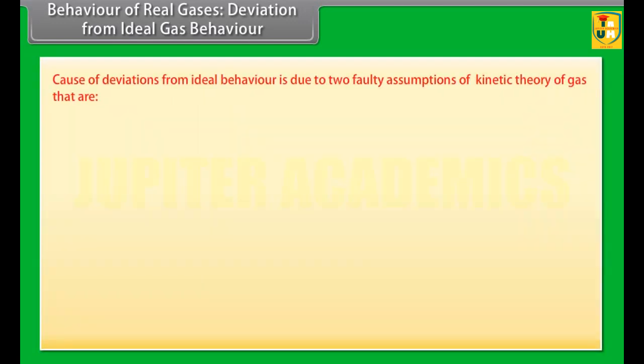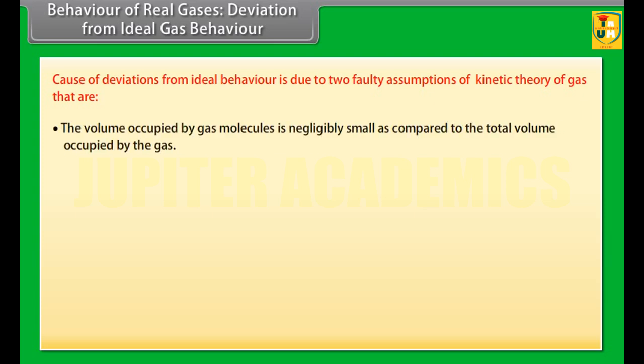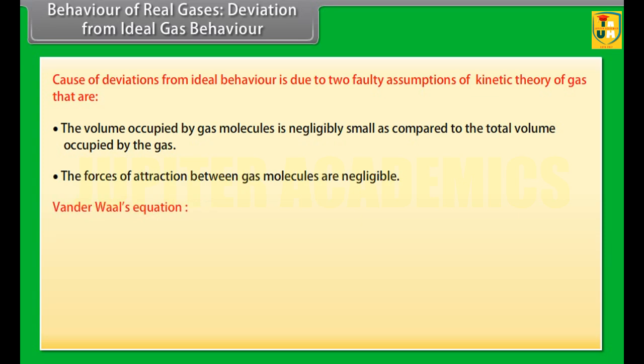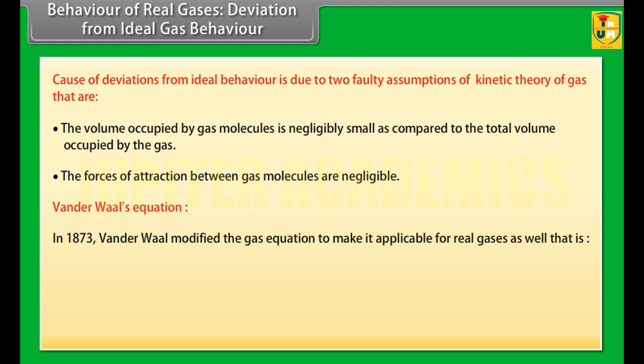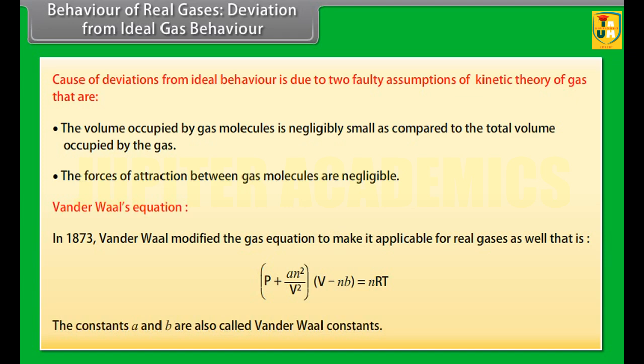The cause of deviations from ideal behavior is two faulty assumptions of the kinetic theory of gases, that are: the volume occupied by gas molecules is negligibly small as compared to the total volume occupied by the gas, and the forces of attraction between gas molecules are negligible. Van der Waals equation: in 1873, Van der Waals modified the gas equation to make it applicable for real gases as well. That is, (P + an²/V²)(V − nb) = nRT. The constants a and b are also called Van der Waals constants.